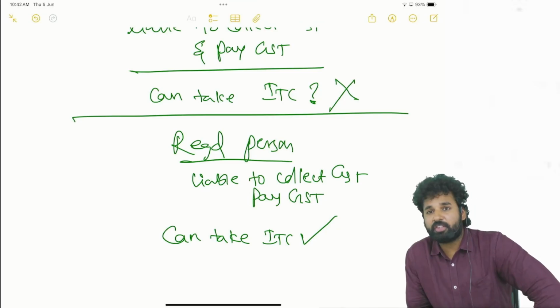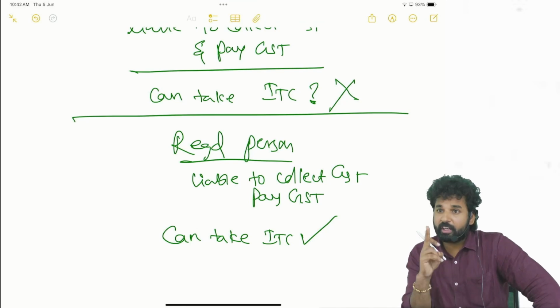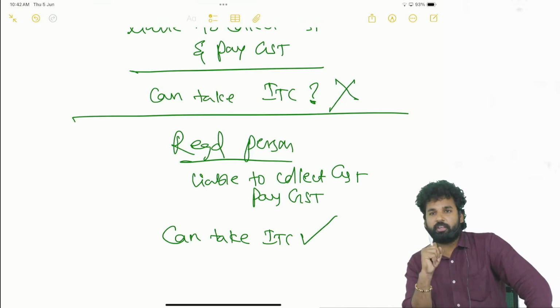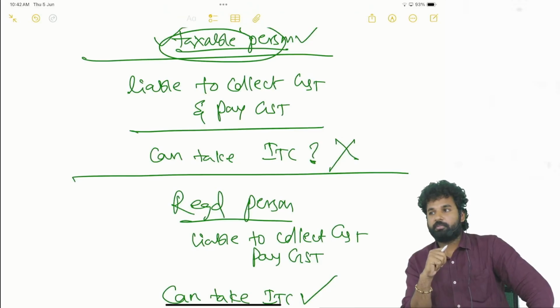So if you want to take input tax credit, you shall be registered. For paying GST, you need not be registered. For the liability of GST to be attracted, you need not be registered. If you are a taxable person, GST attracts. Input tax credit cannot be claimed by them. Only a registered person can claim input tax credit. But all taxable persons, even if not registered, have to collect GST and pay GST. They can pay GST, but they cannot claim input tax credit if they are not registered.